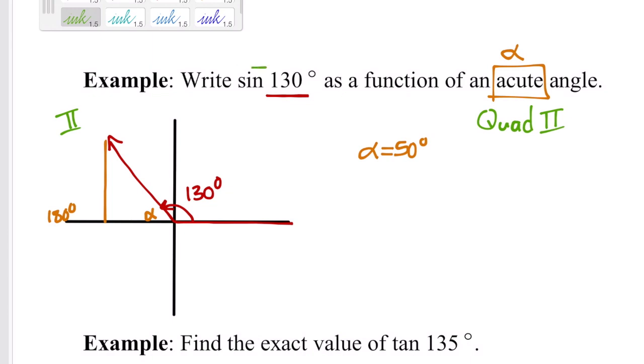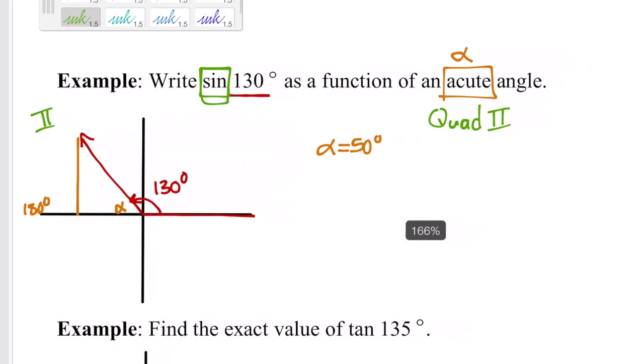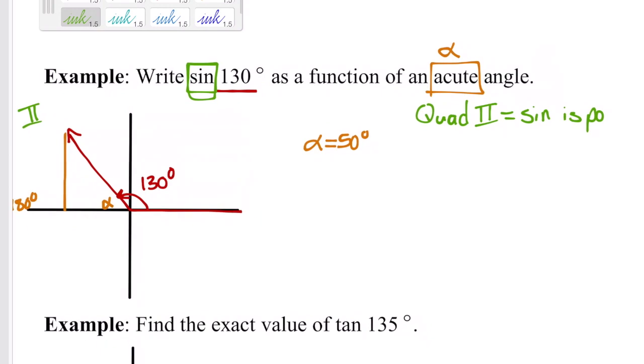So quadrant 2, I'm looking specifically at sine. Fortunately, if you didn't pay attention to it, sine is positive in the second quadrant. So I don't have to worry about changing the sign from positive to negative because first and second quadrant are going to be the same. So writing this as an acute angle, I'm looking at the sine of 50 degrees. This will be the same as the sine of 130 degrees. They should both be positive, so I don't have to worry about changing the sign.